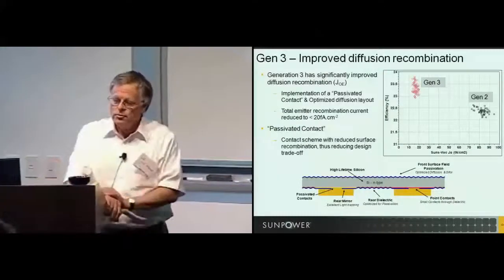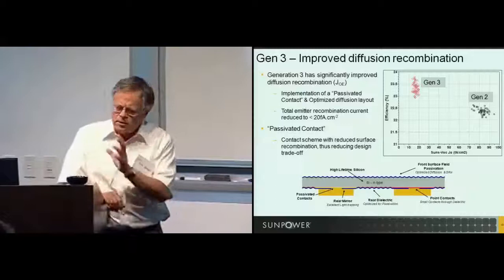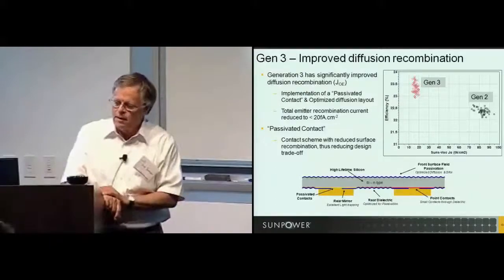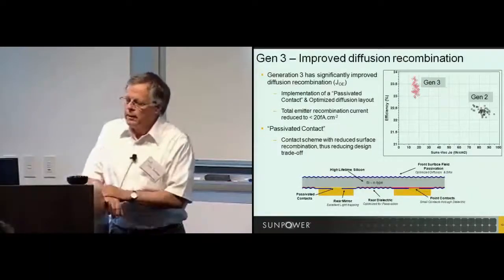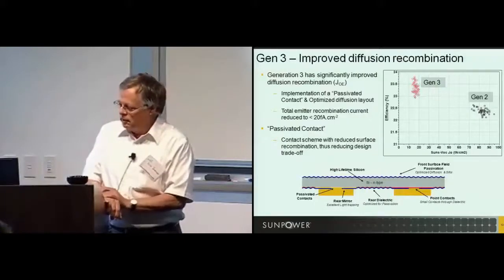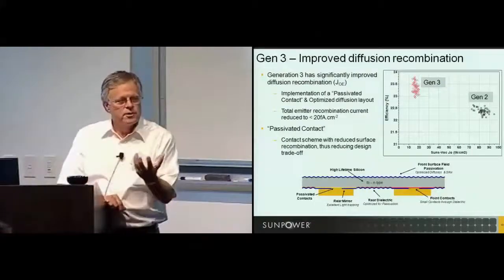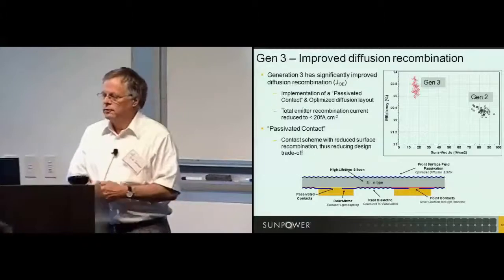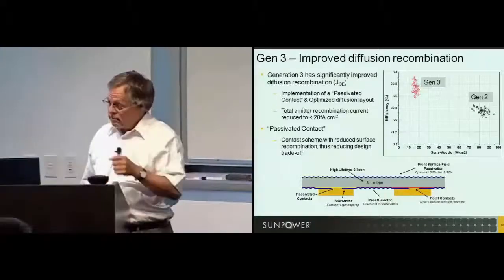And you can do that with diffusions and p-n junctions and things, but it's really a very inefficient way to go. And what people have been looking for is a contact that does that by its very nature. And so we're introducing such a contact in Gen 3.